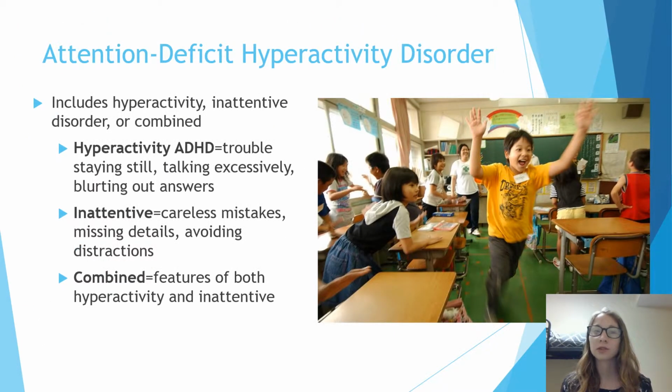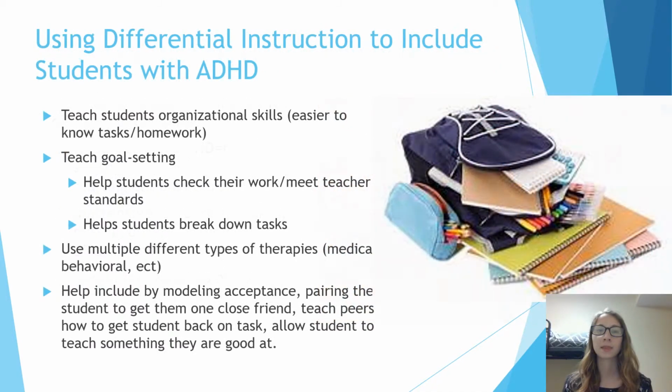And then there's attention deficit hyperactivity disorder, which is pretty well known. Pretty much it's a student who doesn't have very good control over their actions, so they can't sit still, they're talking excessively, they are just moving all the time, like you can see in the picture that kid's moving. And then there's inattentive, where they are really zoned out all the time, they make careless mistakes, they don't pay much attention to what they're doing, and they're super distracted all the time. And there's combined, which has features of both.